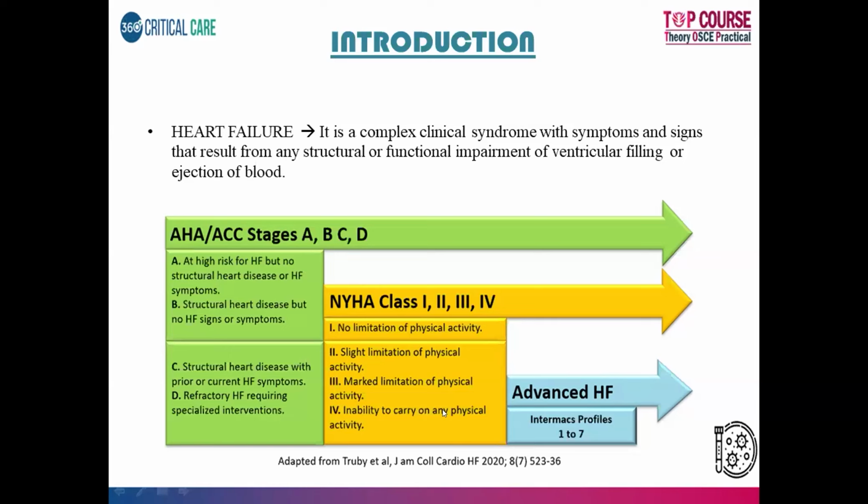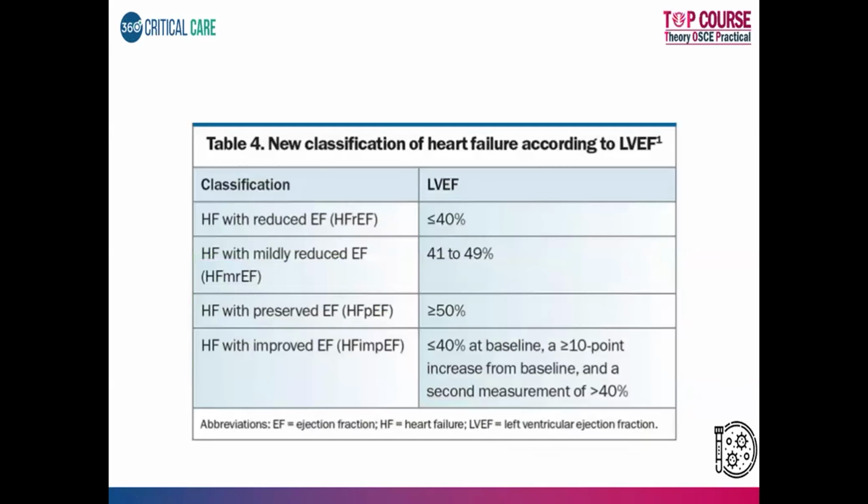NYHA class, I think you people know it. Now coming to the new classification of heart failure according to the ejection fraction. We all know that there is a reduced ejection fraction and a preserved ejection fraction, and there are others also. Reduced ejection fraction is when the ejection fraction is less than or equal to 40%, and preserved ejection fraction is more than or equal to 50. In between, 40 to 49, is something known as heart failure with mildly reduced ejection fraction.